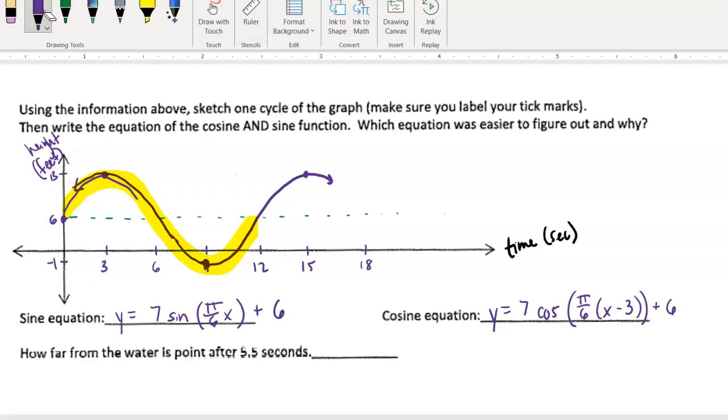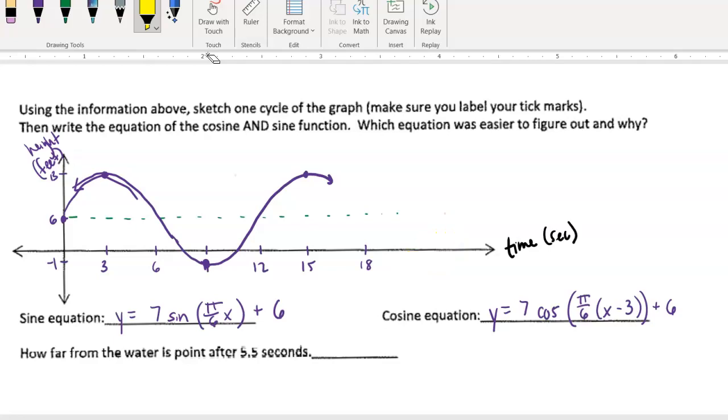Now technically, we could have come up with a different sine function. We could have done a sine function here, which would have been flipped vertically, or we could have created a sine function here, which isn't even on my graph, but I could have come up with a sine function there. So there's a lot of sine functions that we could have created.